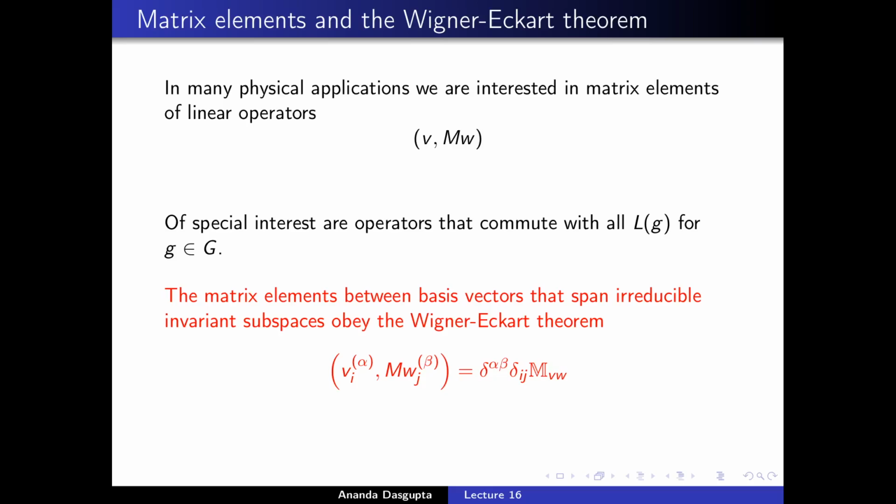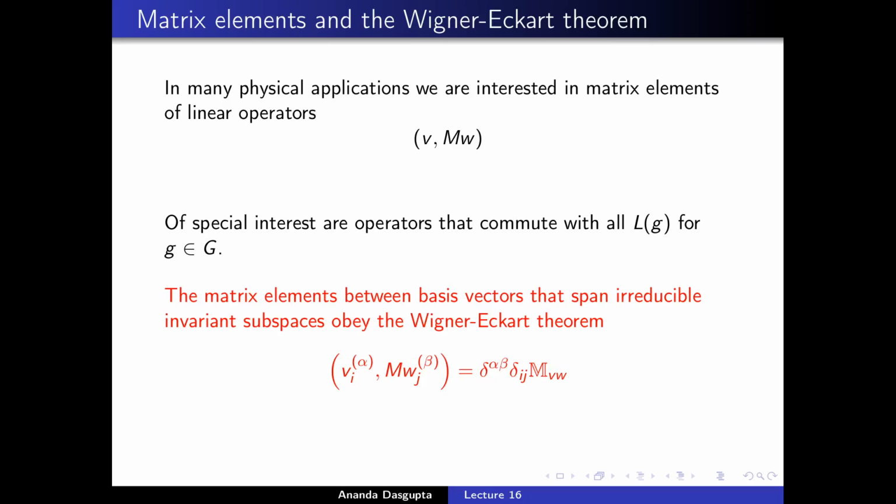Firstly, V alpha i and W beta j are not arbitrary vectors. V alpha i is an ith basis vector which forms part of a basis set which spans an invariant irreducible subspace of the vector space capital V. So this is the ith basis vector in an invariant subspace which carries a particular representation labeled by alpha. Similarly, W beta j is a jth basis vector in a space which carries a representation labeled by beta.